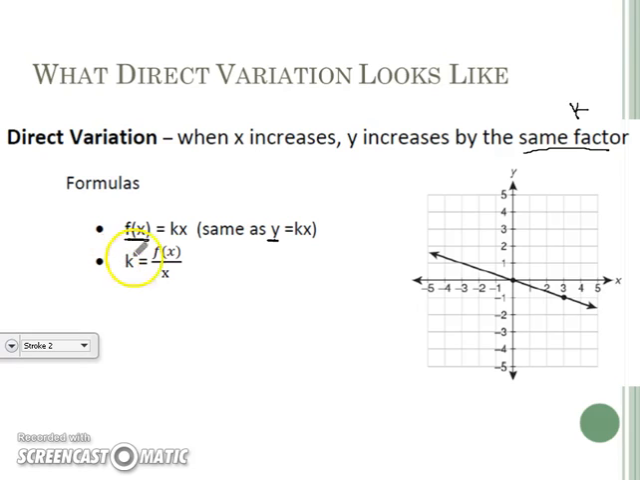And graphs of direct variation are always going to be straight lines, and they will always go through the origin, so through that point 0, 0 on a graph. So again, direct variations are straight lines going through the origin.